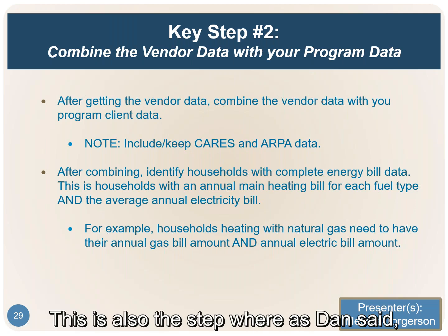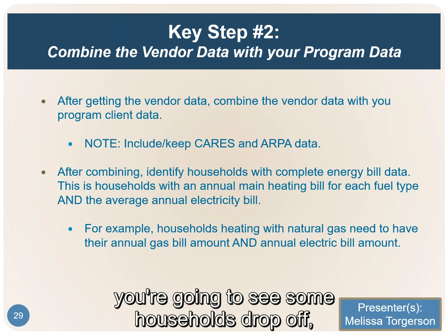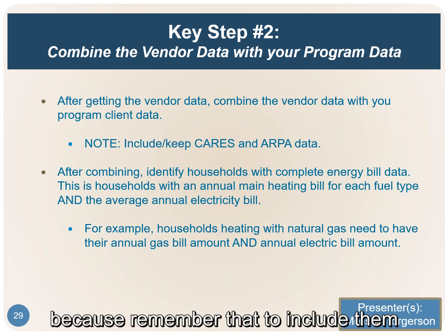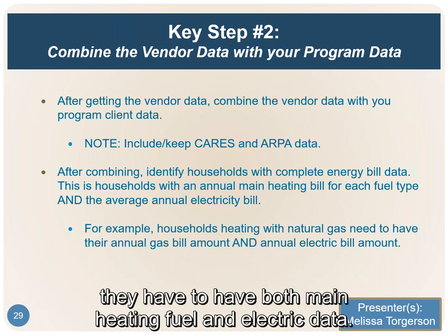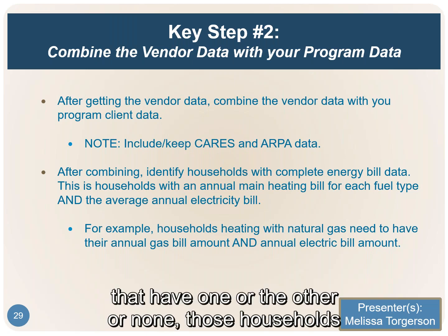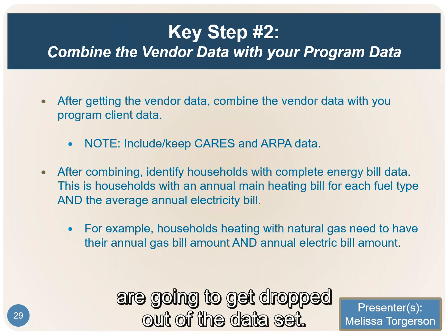This is also the step where, as Dan said, you're going to see some households drop off, because remember that to include them in parts 5B and 5C of the report, they have to have both main heating fuel and electric data. And so if you have households that have one or the other or none, those households are going to get dropped out of the data set.